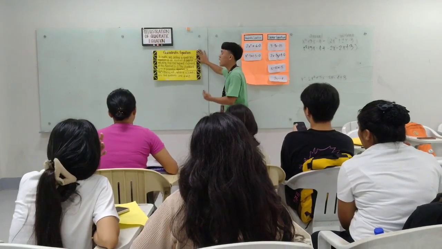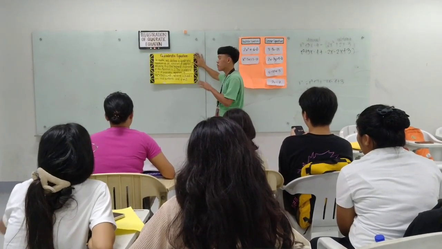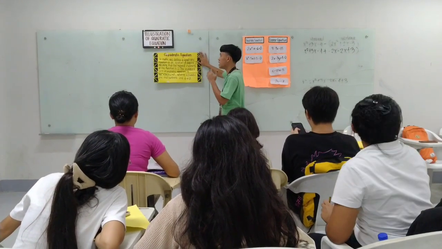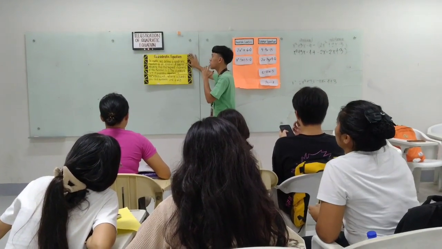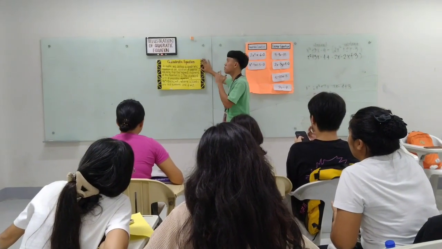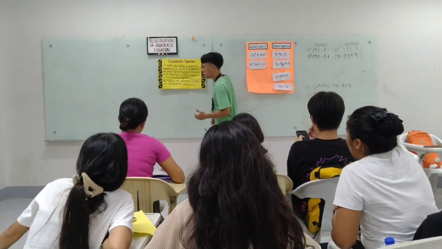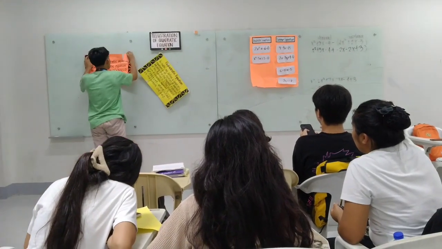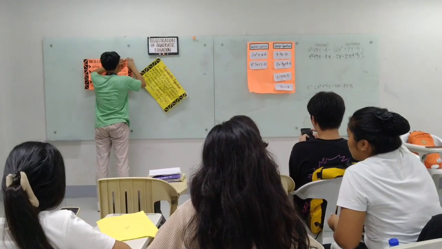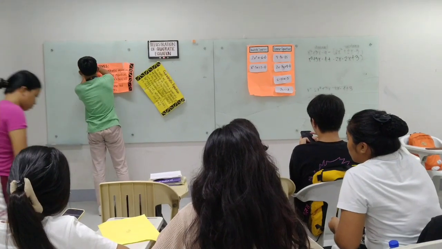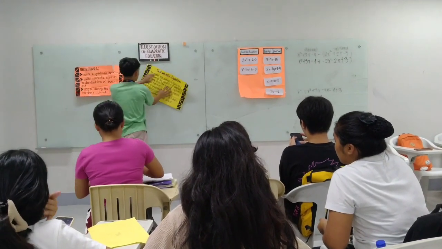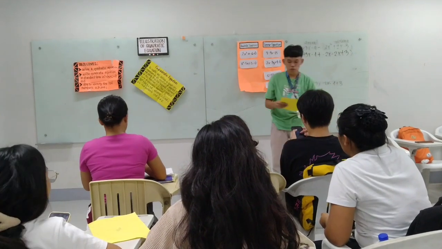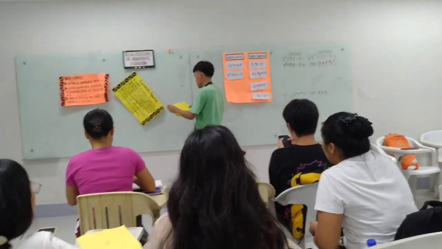So, what happens if a is equal to 0? If a is equal to 0, the equation will not be called a quadratic equation. Instead, it will be a linear equation.